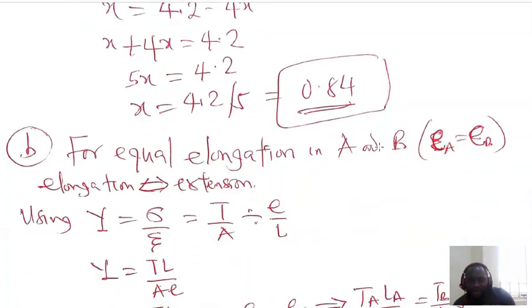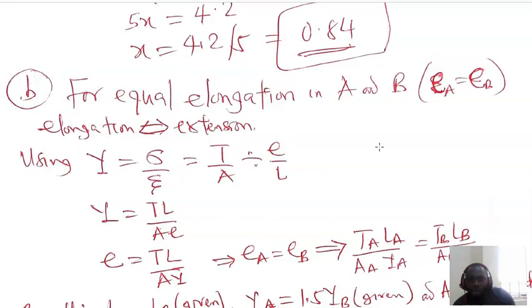Now let's look at the B part. For equal elongation in A and B. Elongation means extension.